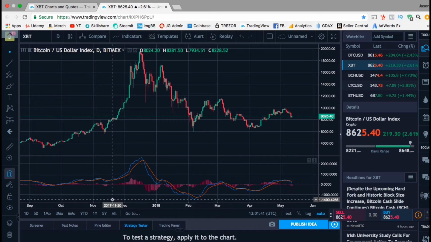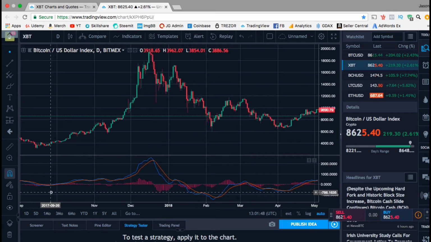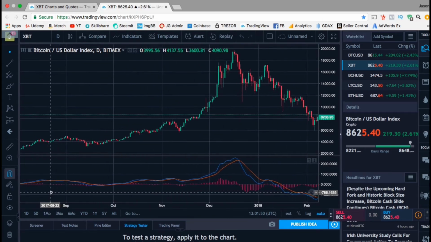There are multiple strategies you could use with the MACD, but for this example, let's go over the MACD crossover strategy. When the blue signal line crosses above the red MACD line, this is a bullish signal and can be used to find entry points. When the blue signal line crosses below the red MACD line, this is a bearish signal and can be used as the indicator to sell.